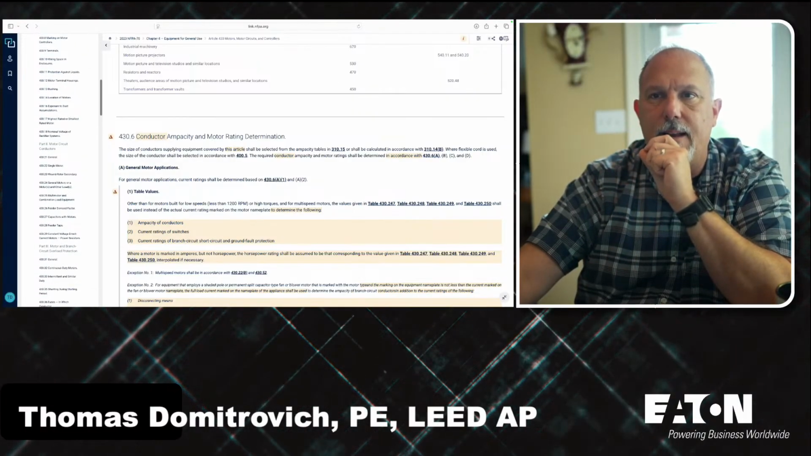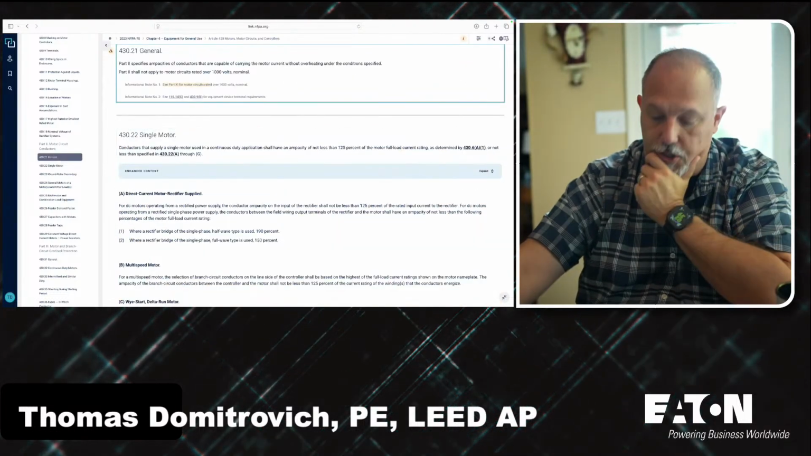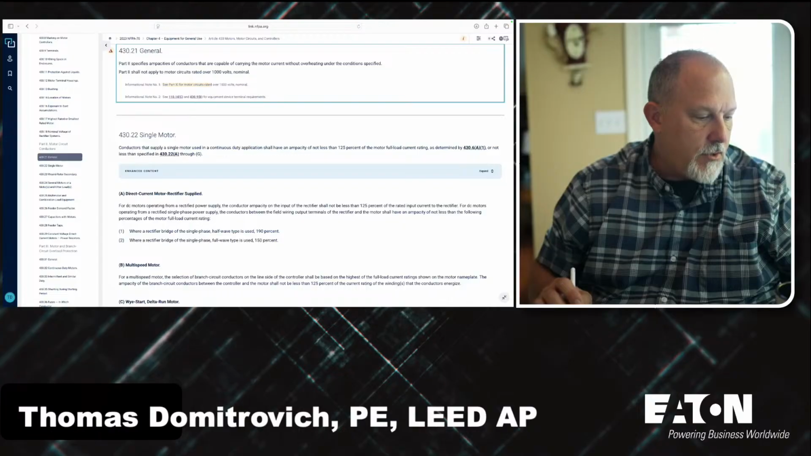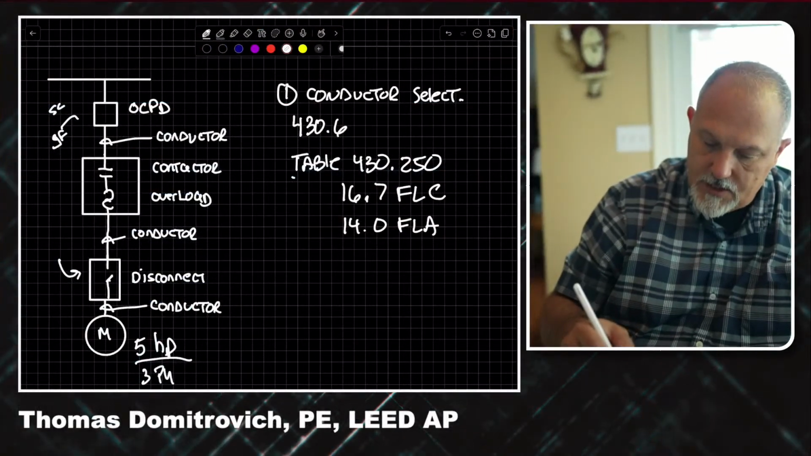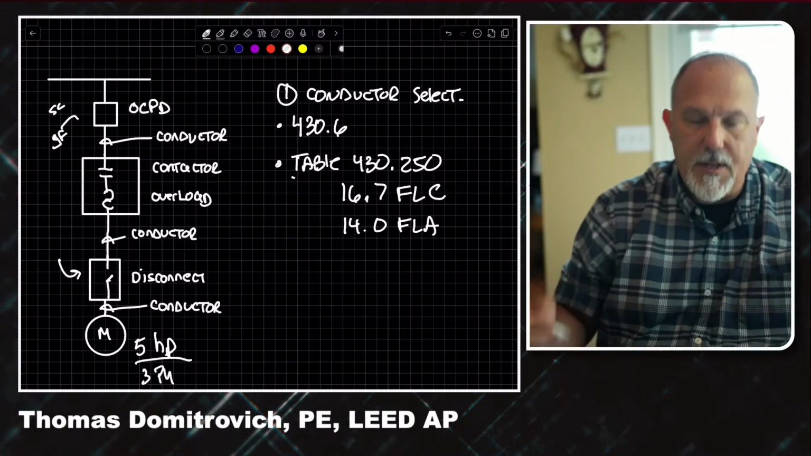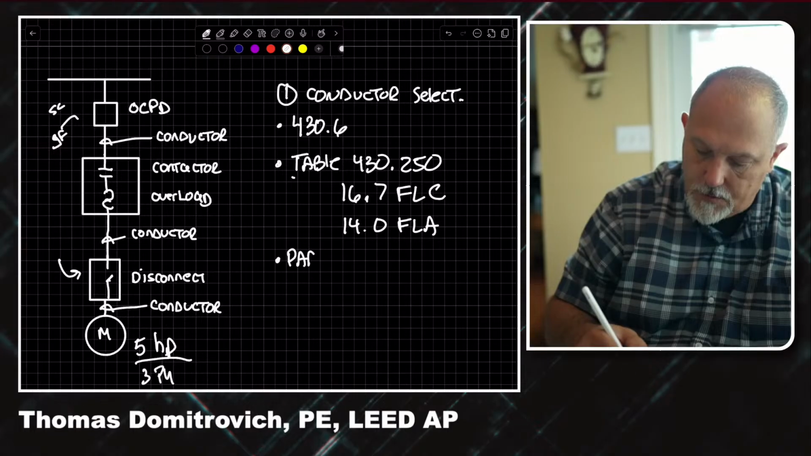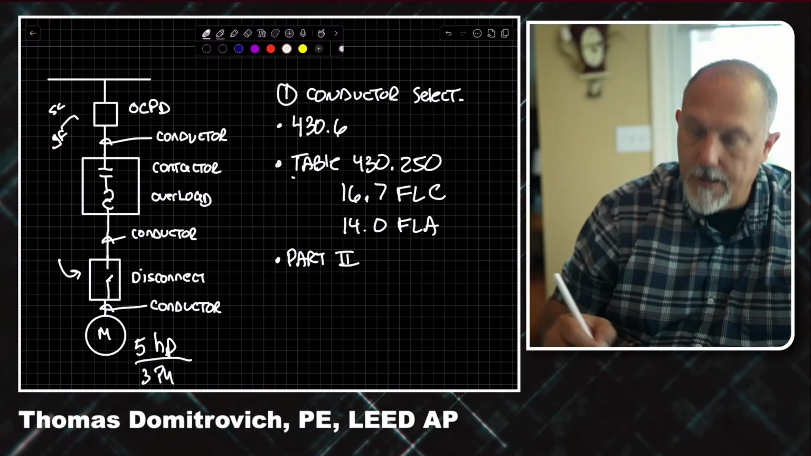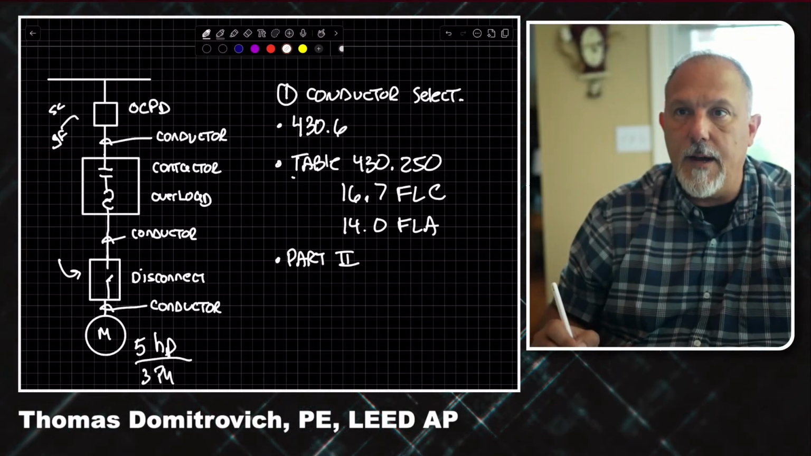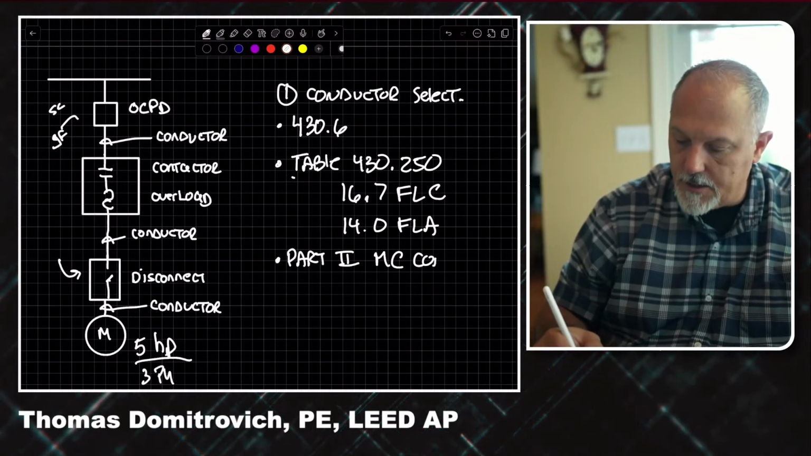So now I've got to come down. I got motor circuit conductors. Here we go. General requirement. This is in Part 2. So I'm going to come back to this. So 430.6 is where I started. That sent me to Table 430.250. Now I'm going to Part 2 for motor circuit conductors.